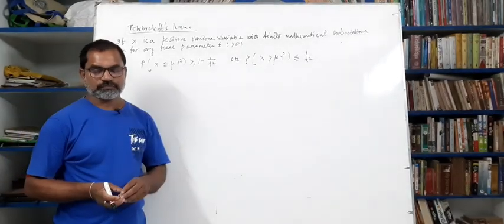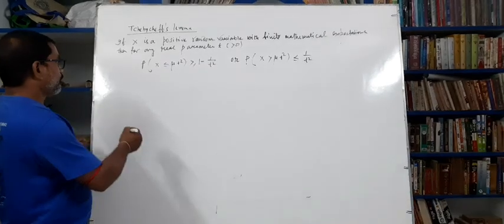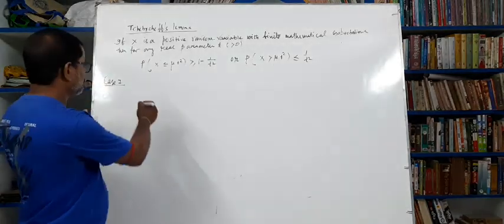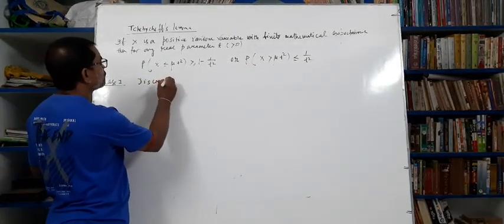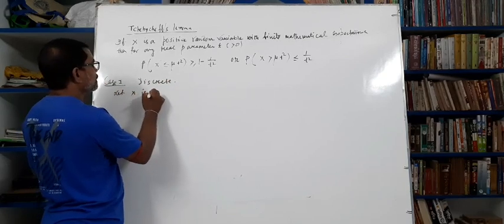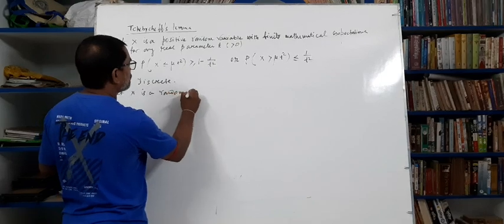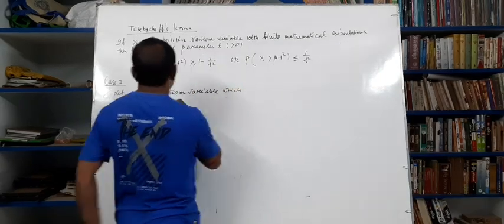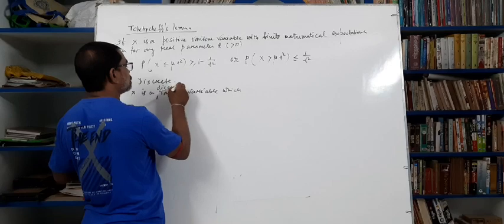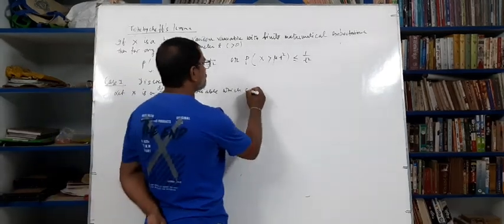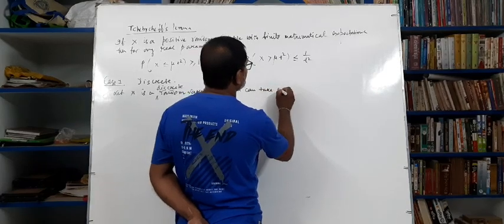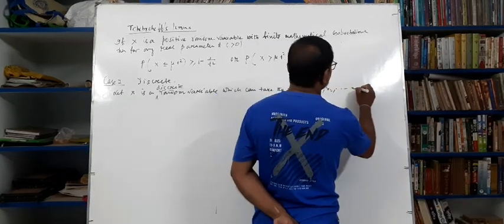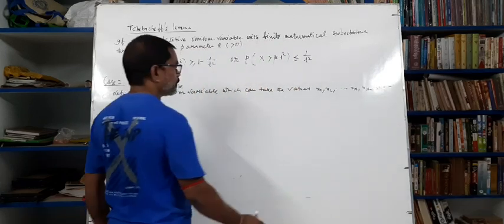Now we want to prove this lemma. Case 1: first we consider the discrete case. Let X be a discrete random variable which can take the values x1, x2, x alpha, x alpha plus 1 and so on.